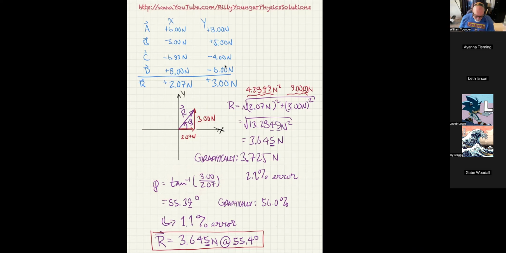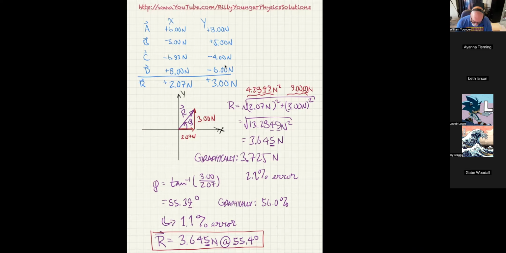But those were 3 sig figs each, so I shouldn't get more than 3 sig figs out. I'm going to call that 55.39, but I underline the 9 because clearly that is not a significant figure. So finally, I can say that the vector is R, whose magnitude is 3.64 newtons at the standard angle of 55.9 degrees. So that's how we went through all that.